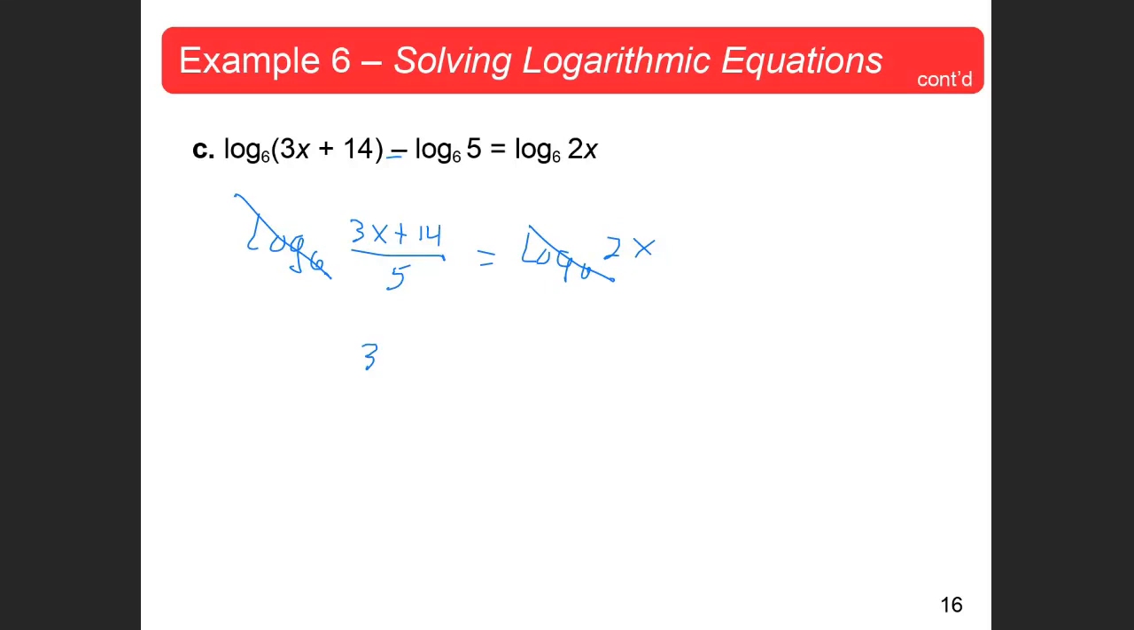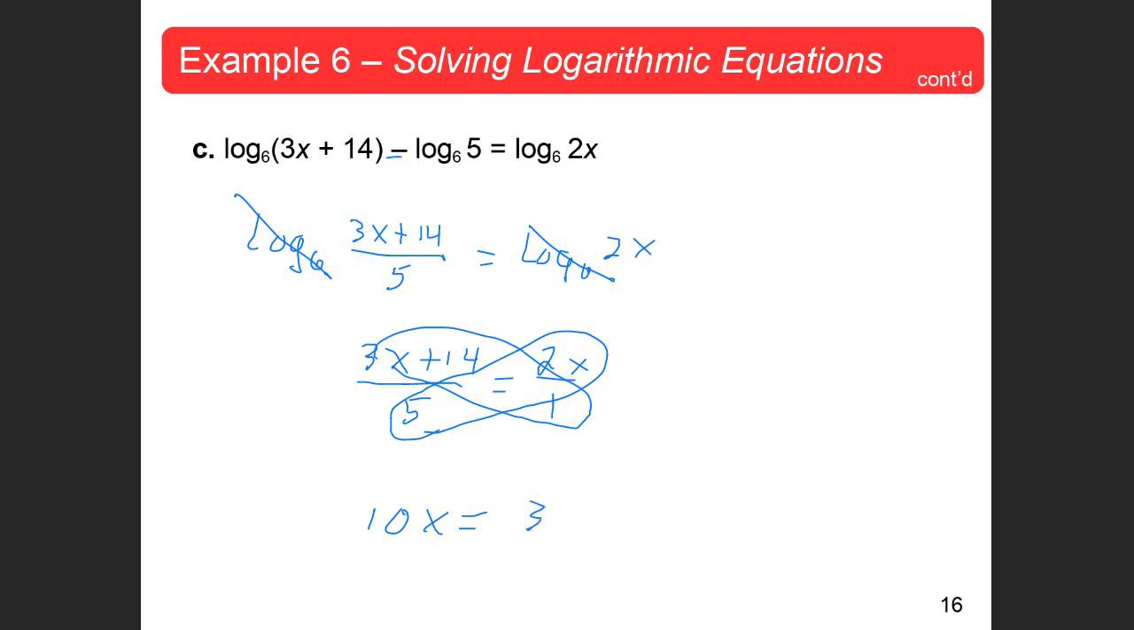So now I'm left with 3x plus 14 over 5 is equal to 2x. Much easier problem than this. So I'm going to just cross multiply. 2x times 5 is 10x equals 3x plus 14. Subtract 3x off, I end up with 7x equals 14, x equals 2.